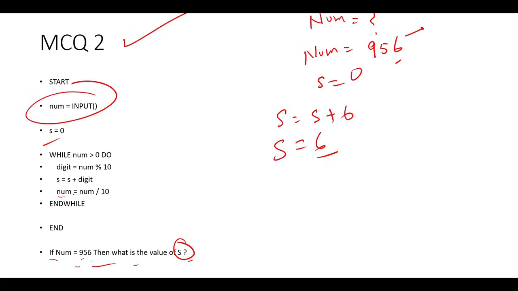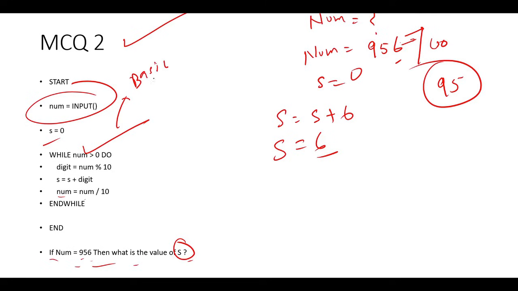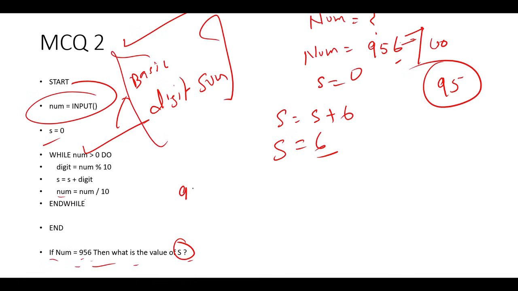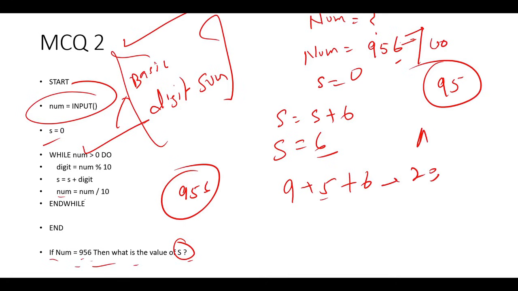Then they are doing num equals num divided by 10. If we divide by 10, the last digit will be removed because it is integer division, so we will get 95 here. Again the loop will continue if the number is greater than 0. This is the basic code of digit sum. We are doing the digit sum of the number. We already know this. If the value of num is 956, then the value of s will be the sum of the digits, so the answer would be 9 plus 5 plus 6, which is 20. So this would be our answer.